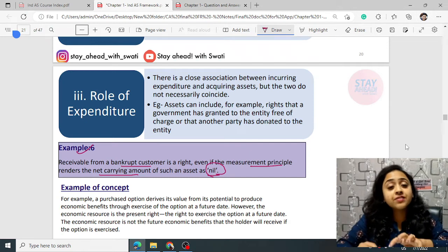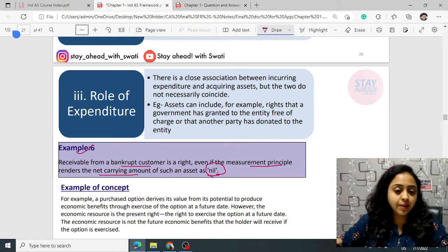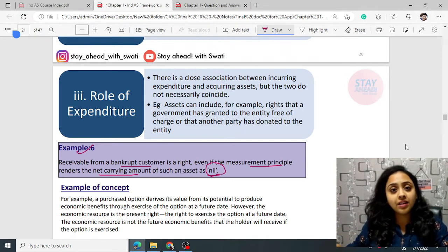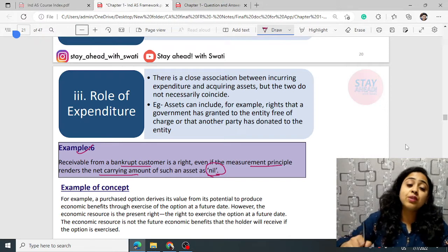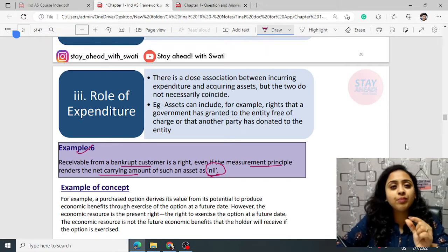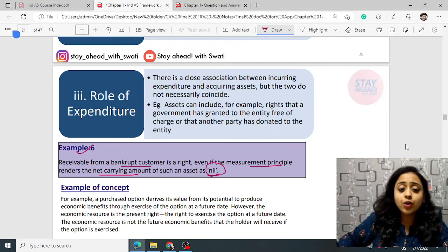Okay, so there is a difference between a right and future economic benefits. Even if the customer has gone bankrupt, you still have a right. But that asset will be faithfully represented at a value of nil or some notional amount. Okay, next, the role of expenditure.